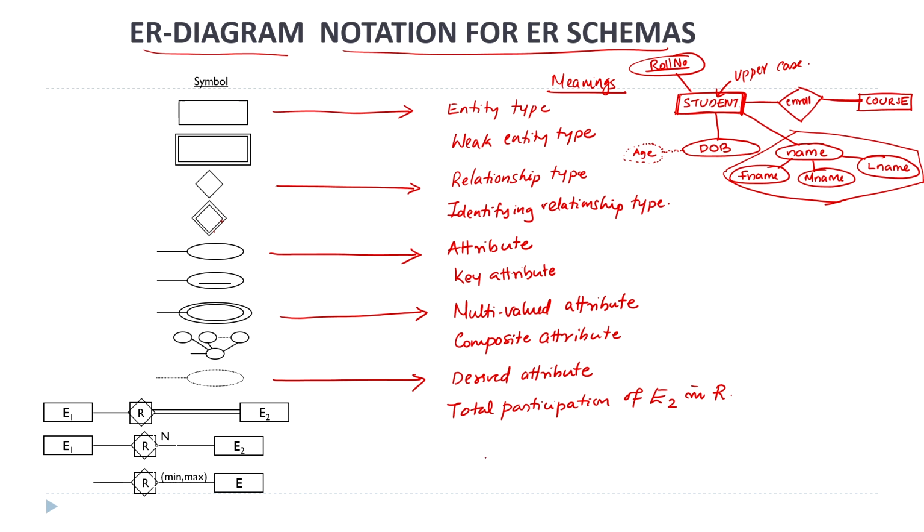The second one basically says cardinality ratio of 1:n for E1 to E2 in R. So, what does this mean? R is the relationship. One way to think of it, I will tell you in the simplest way. A student, let us take a course.